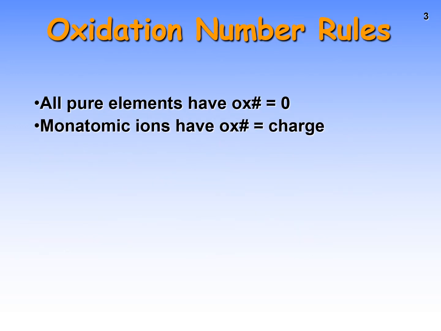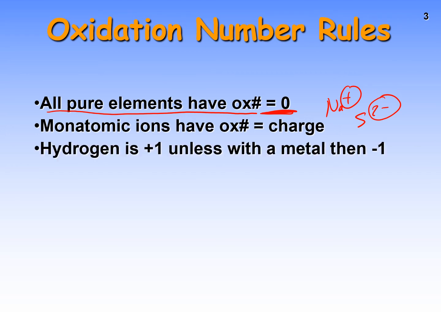All of that should have been reviewed. A couple rules about oxidation numbers are that all pure elements in their standard state have an oxidation number of 0. And for monoatomic ions like S2-, or Na+, the oxidation number is whatever the charge is on those things. A little bit more in depth, hydrogen is always +1 unless attached to a metal, and then it's -1. This is a very rare situation. Most of the time you're not going to need to worry about it. Pretty much hydrogen is almost always +1.